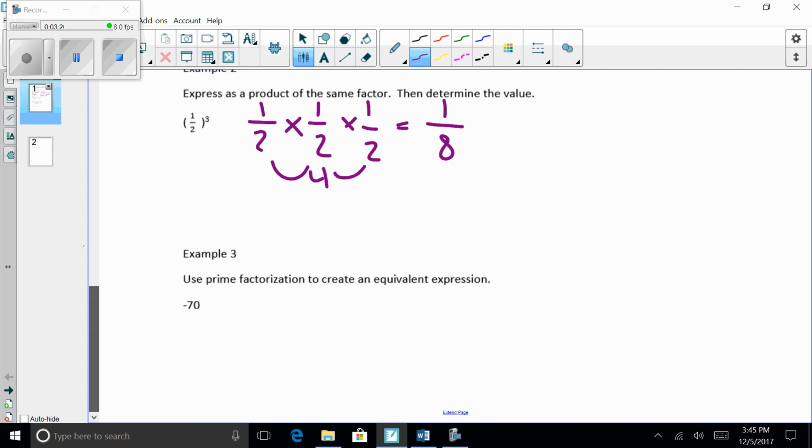Okay, number 3, it says use prime factorization to create an equivalent expression. Now, you have a negative 70 here. So the first thing you want to do is immediately take the negative out. I'm going to break it down using a factorization tree, and I'm going to put the negative with the 1. So I'm going to break it out.